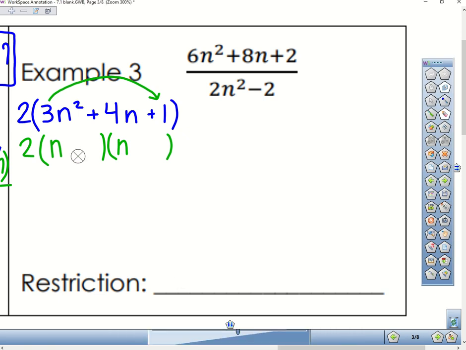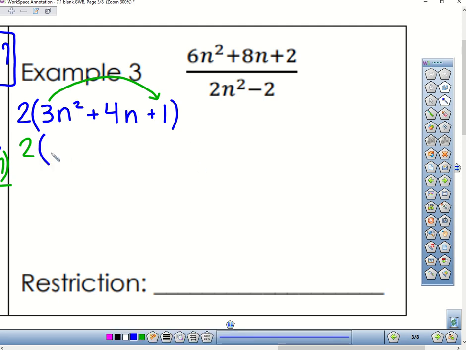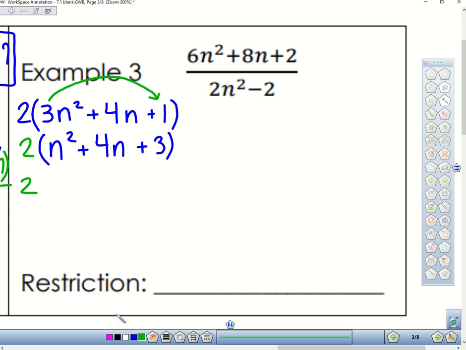So I guess if we want to write in that extra step, not to confuse you guys, it's going to become n squared plus 4n plus 3. And then we have 2, and then we can factor it. So this is going to factor into n, and then what are factors of 3 that add up to positive 4? 3 and 1.